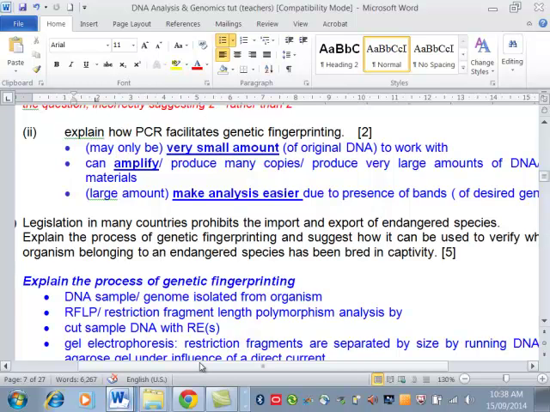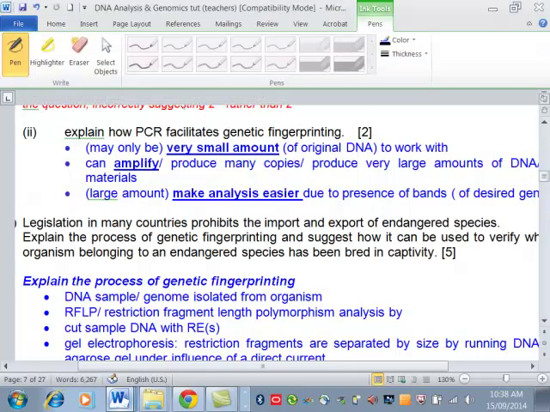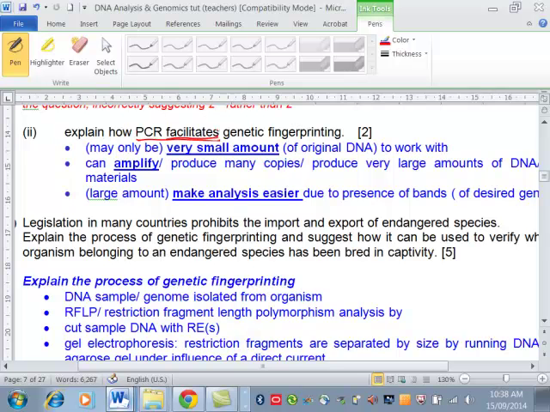Okay, at B part 2, the previous question was on PCR. So here it says how PCR facilitates genetic fingerprinting, right? Now, the question is how PCR facilitates. Facilitates means, I want you to write how PCR makes genetic fingerprinting easier to be done. Because the bands can be more easily visualized. I'm asking you to write how to interpret the question, right? So I want you to write down how PCR facilitates genetic fingerprinting. This question is how PCR makes genetic fingerprinting easier.